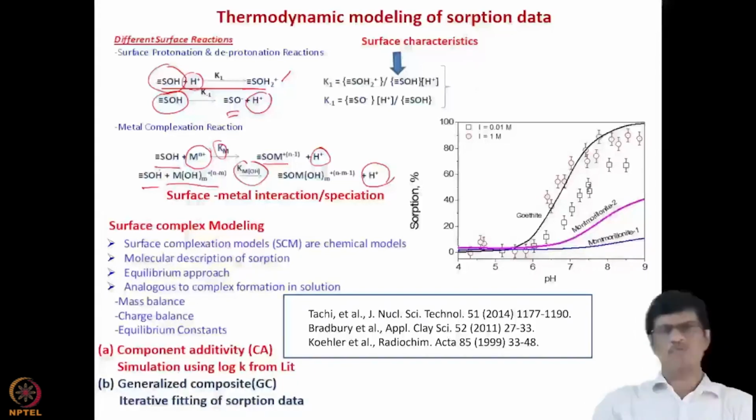And there are two approaches in this surface complexation model. That is the component additive or the CA model, which I have already discussed, where you have the different types of clay mineral and you take the log K value from the literature, then give the weightage to the fraction of each clay mineral and try to model the data and match it with the experimental data. And the second approach is the generalized composite or the GC, where you have the surface data and you keep on doing the iterative fitting, and that is how you can find out the composition and the mechanism of the sorption of the actinides onto the clay mineral.